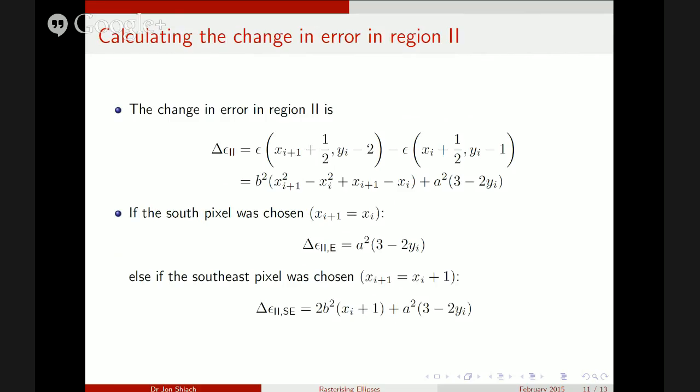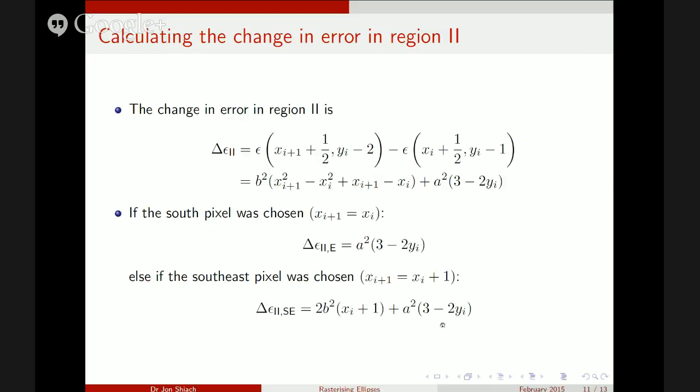The change in error in region 2 is calculated exactly the same way. It's going to have different expressions, but using exactly the same method, it comes out as this. Notice that instead of yi plus 1, now we've got xi plus 1. So we don't know whether we went down to the south or to the southeast pixel. If the pixel to the south was chosen, xi plus 1 is simply xi, and we have this as our change in error. If the pixel to the southeast was chosen, we add 1 to x. And doing a bit of algebra and simplification, we get this as our error.